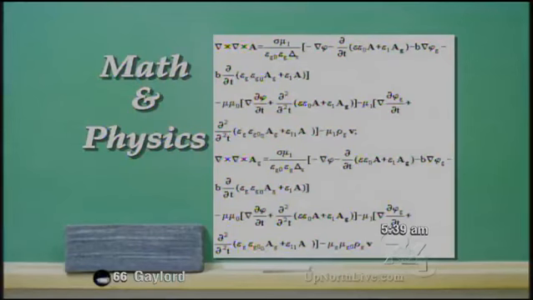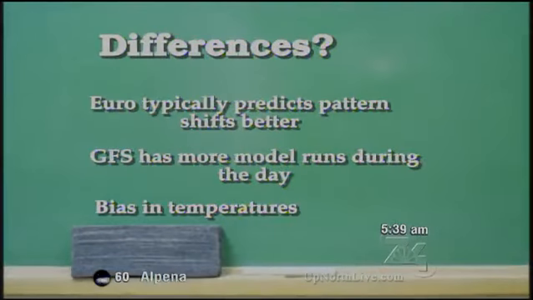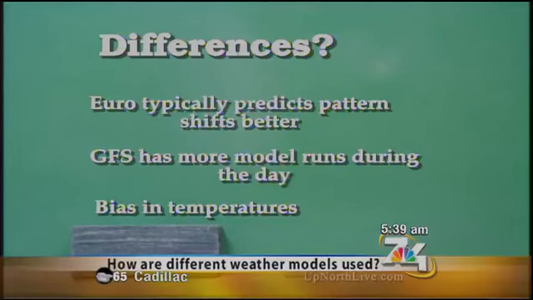Now, the Euro uses some slightly different algorithms because they look at different storm-based patterns versus us here in the United States. That's what makes it a little bit different. So there are different biases between the models. Now, the Euro typically predicts storm pattern shifts better later into the forecast period, typically after 5 days. The GFS that we use here in the United States has more model runs during the day. So if you want more current runs of what may happen, the GFS is the way to go, especially for the near-term forecast. And of course, there is a bias in temperatures.